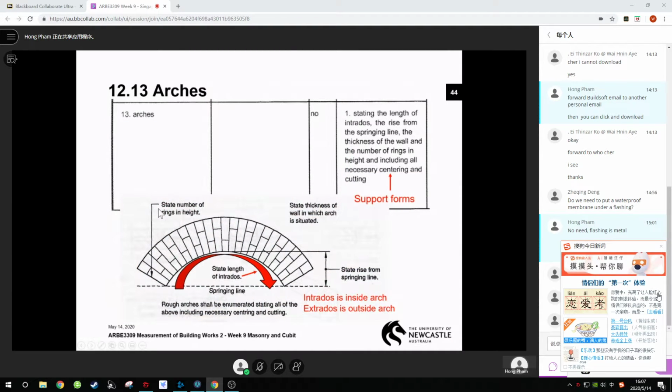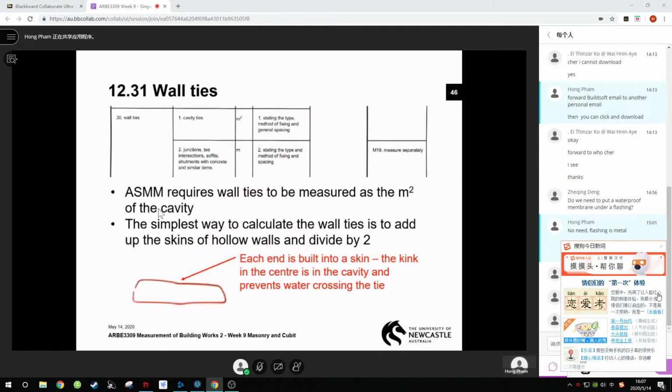Arches are also accessories, in number. Fireplace in number. Okay, wall ties. This item definitely you will see in your assignment. Wall ties are usually for cavity walls. Because you have measured the 2 skins separately, you take all the skins of the cavity walls, add them together and divide by 2, because you have the average area of the cavity walls. Okay, so that's the wall ties. We don't measure in numbers, but we measure in areas.